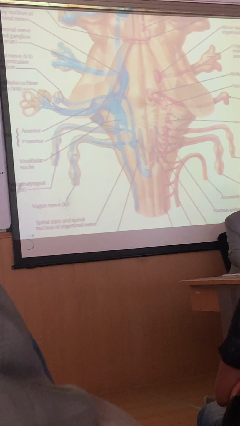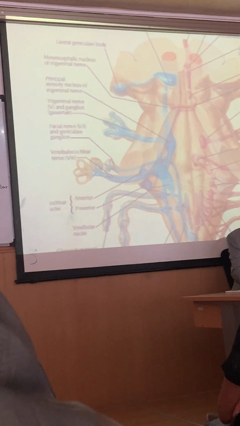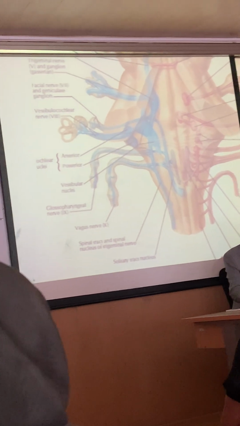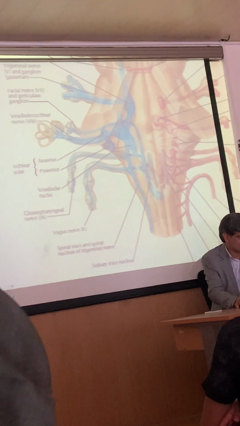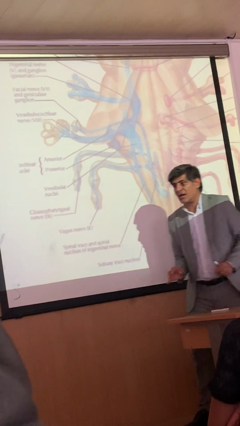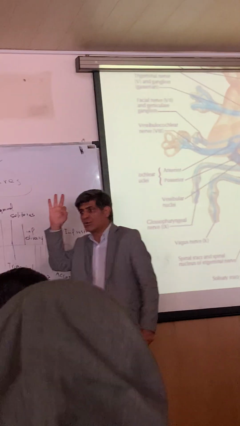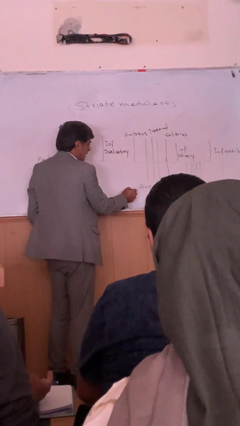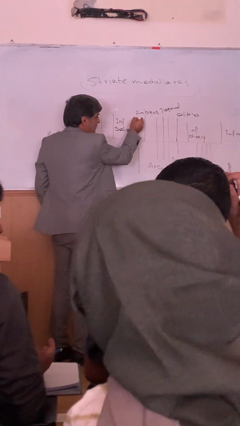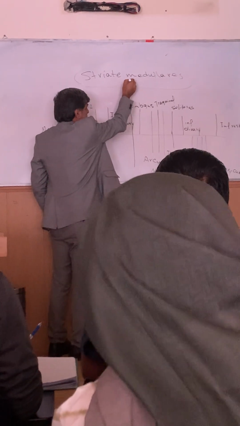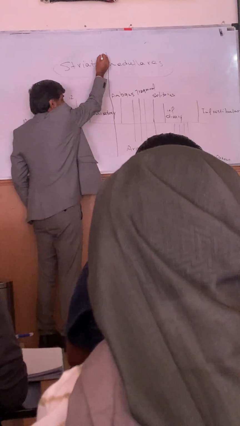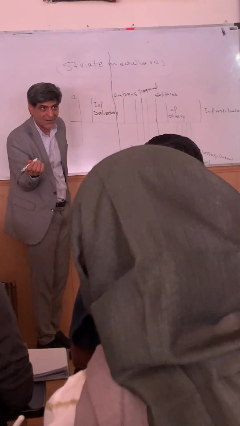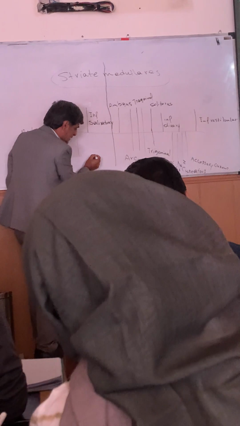Right, the motor nucleus is below the sensory nucleus. This is the spinal tract and spinal nucleus of the trigeminal nerve. The trigeminal nerve contains three nuclei: spinal, medulla, pons, midbrain. The largest nucleus of the trigeminal contains three parts.